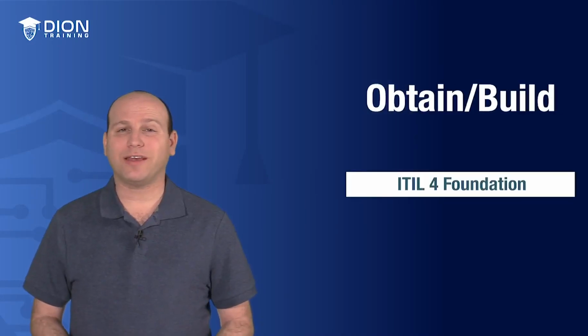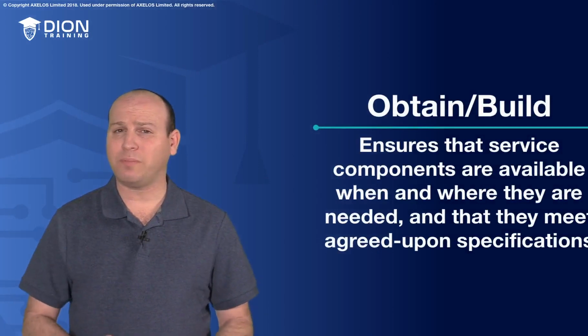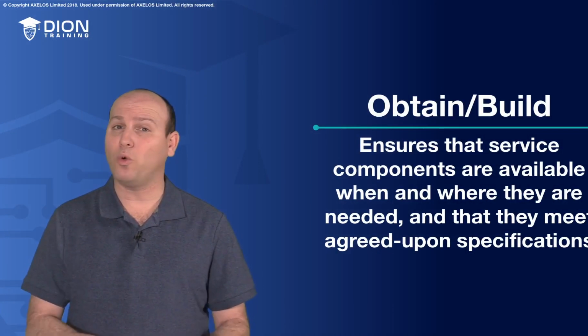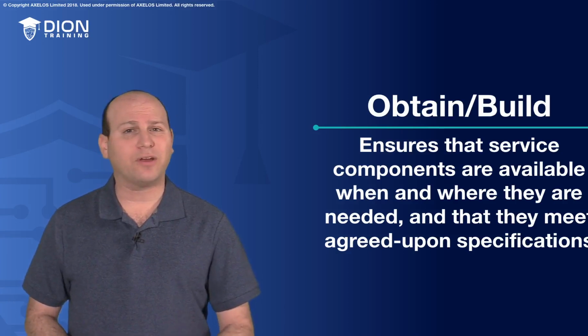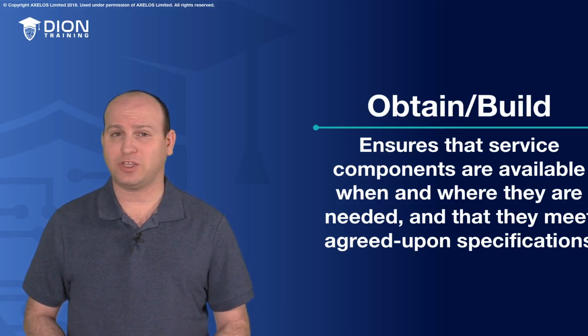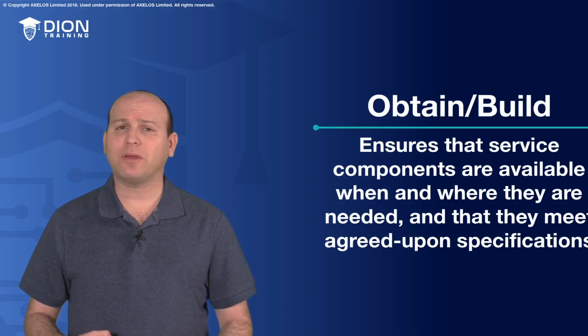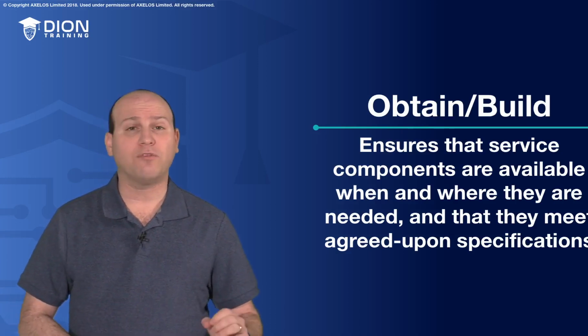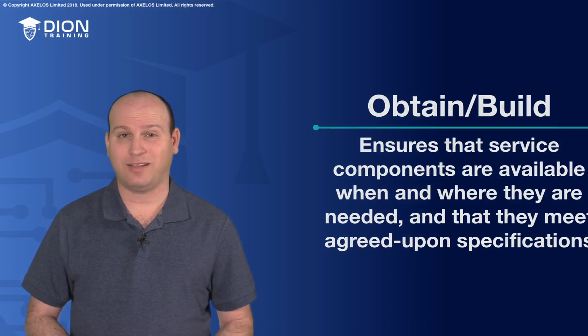Our next value chain activity is obtain, build. Now, the purpose of the obtain, build value chain activity is to ensure that service components are available when and where they're needed, and they're going to meet the agreed upon specifications. Simply put, if I'm going to build a service, I need to build it to the design criteria that I was given from the design and transition activity.